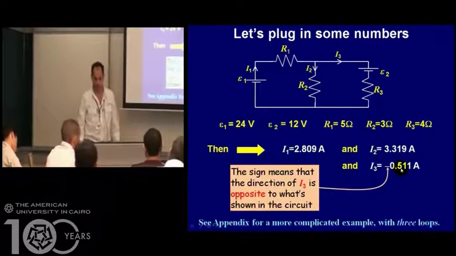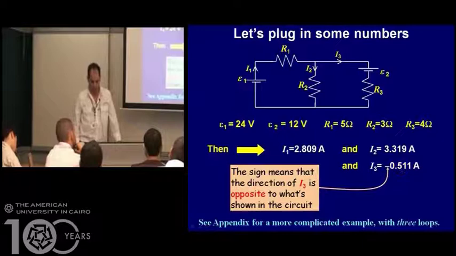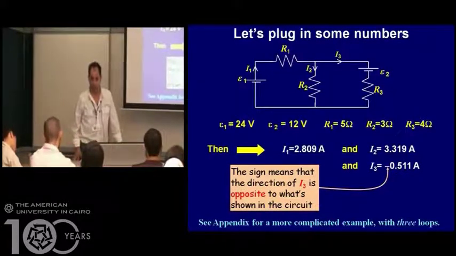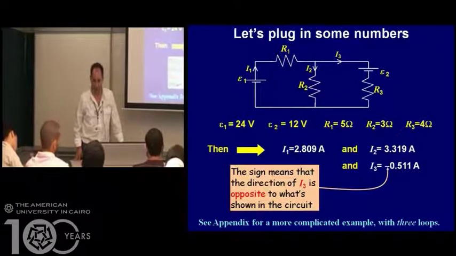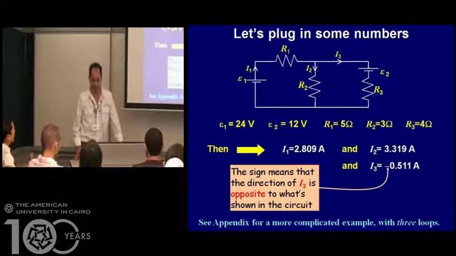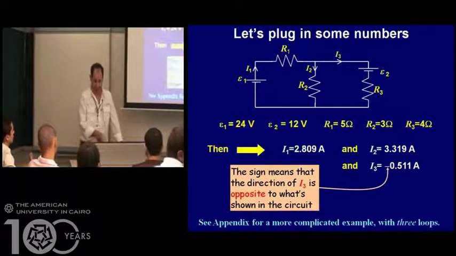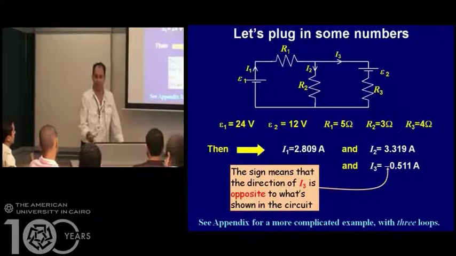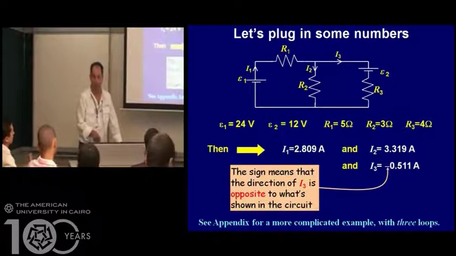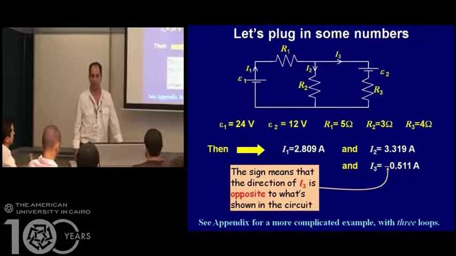I1 equal to I2 plus I3, and again, this is in that case. In that case, I1 and I3 will be into the junction, and I2 is out of the junction. So actually, it's going to be I1 plus I3 equal to I2.